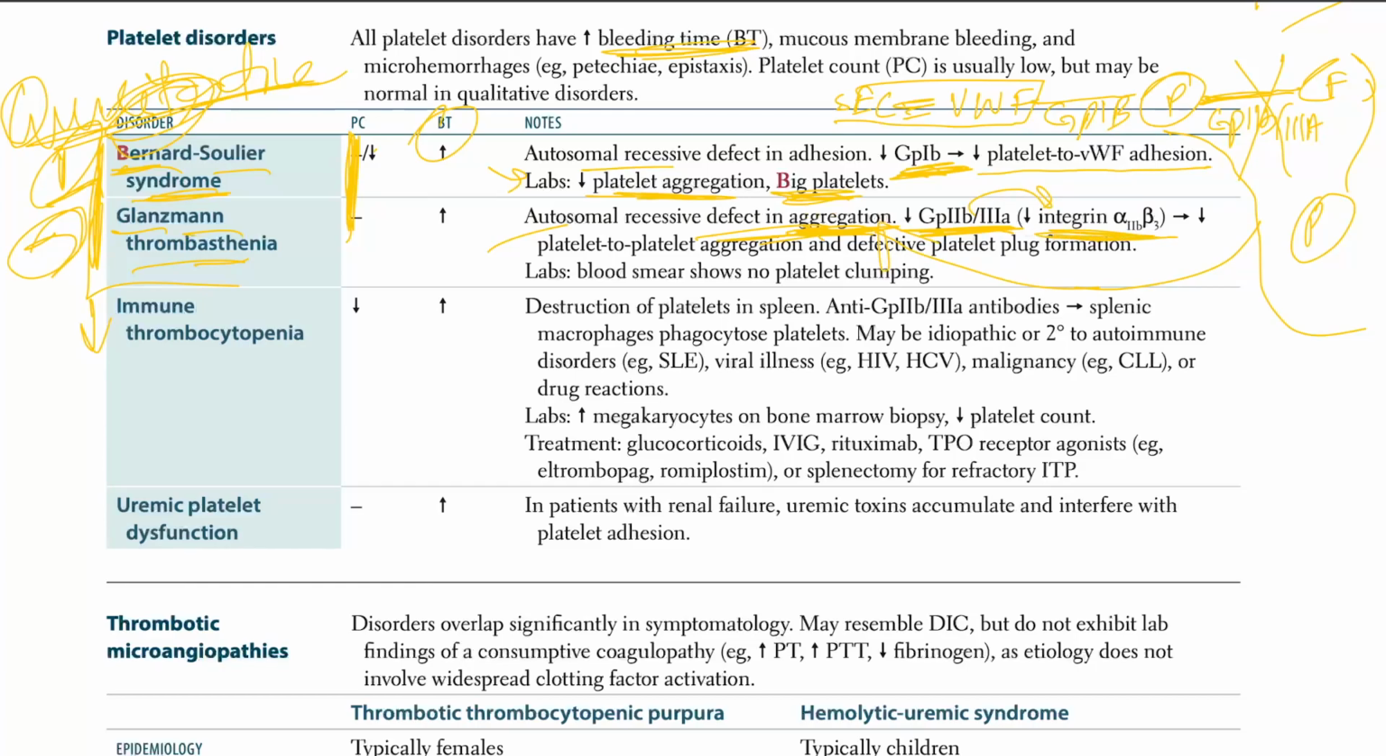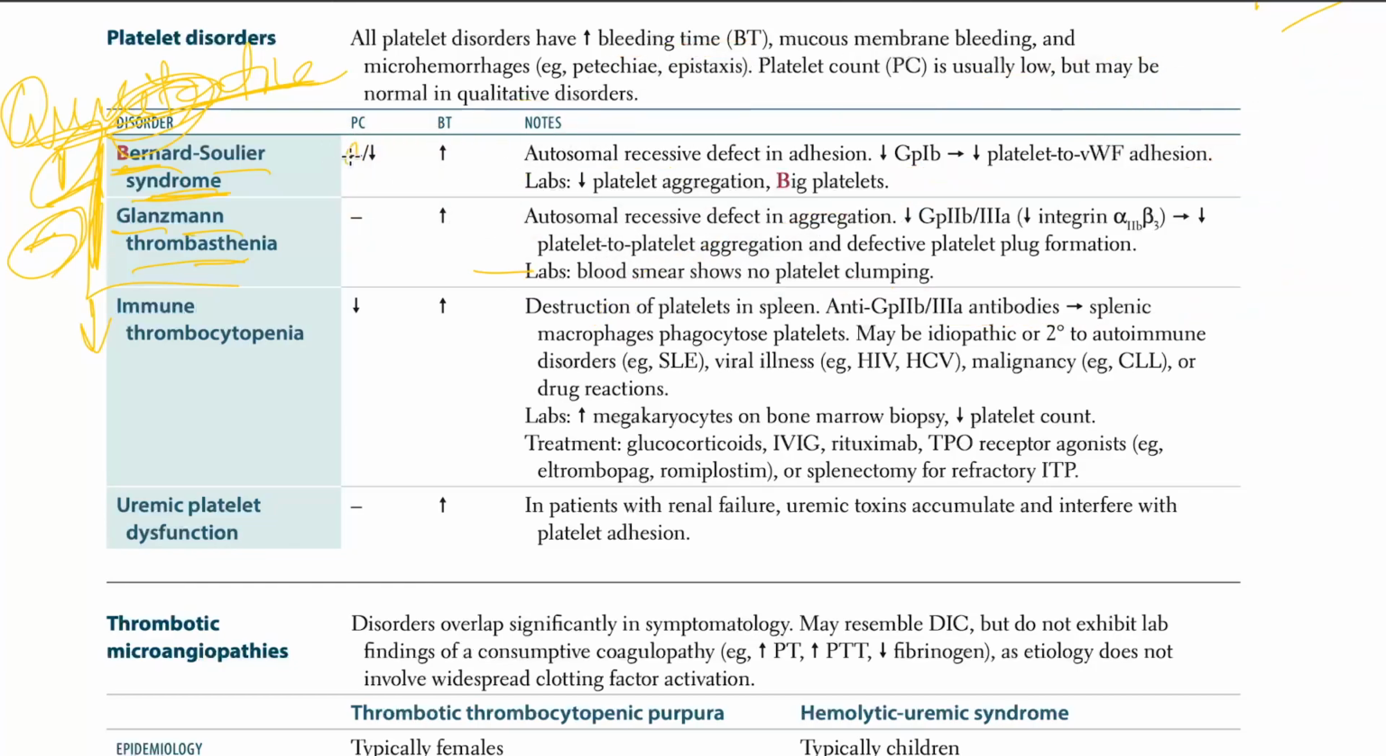This leads to decrease in platelet to platelet aggregation and defective platelet plug formation. Platelet to platelet is not working. Platelet to von Willebrand factor is not working. But here you have labs which show no platelet clumping. Yes, they're not clumping. They're not aggregating. So no clumping. Simple. That's all for these two qualitative disorders. The quality is bad, although the number of platelets is normal.